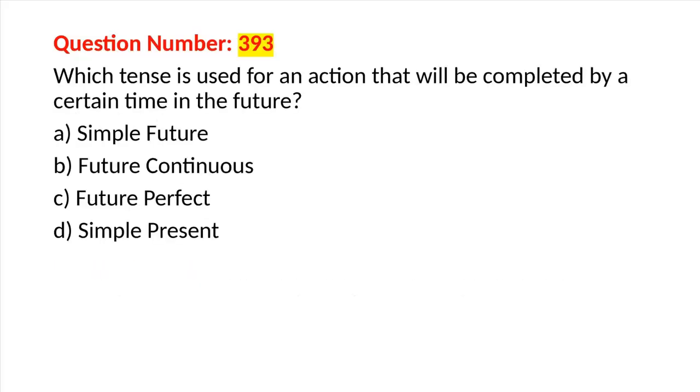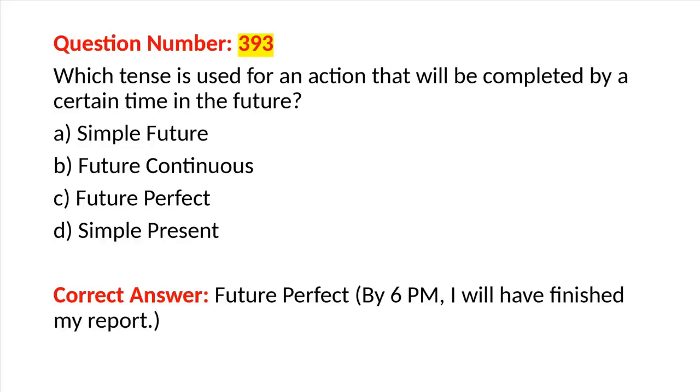Question number 393. Which tense is used for an action that will be completed by a certain time in the future? A. Simple future. B. Future continuous. C. Future perfect. D. Simple present. Correct answer: future perfect. By 6 p.m., I will have finished my report.